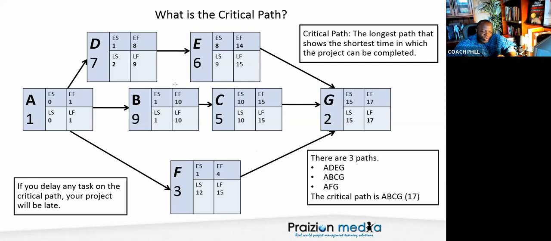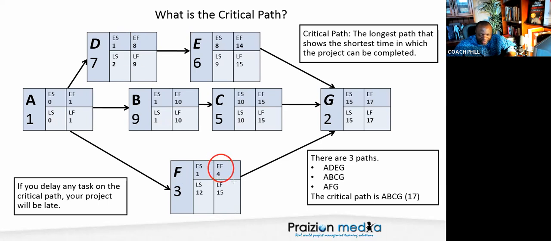In instances where there's a difference between the late finish and the early finish for a task, 9 minus 8 is 1. So there's a slack of 1 in activity D. Here's another example right here. There's a slack of 11. So that means I could delay task F by 11 days without messing up the project.